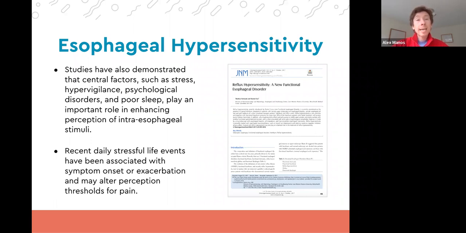In fact, recent daily stressful life events have been associated with symptom onset and exacerbation, and may alter perception thresholds for pain. This is a really fascinating concept, because taking it to the extreme for a second, we have something called phantom limb pain, whereby someone may no longer have one of their limbs, but they're still able to experience pain where that limb would be. And that shows us that there's this kind of central hypersensitivity within the central nervous system. So there's this feedback loop which seems to be kind of stuck on, so to speak.